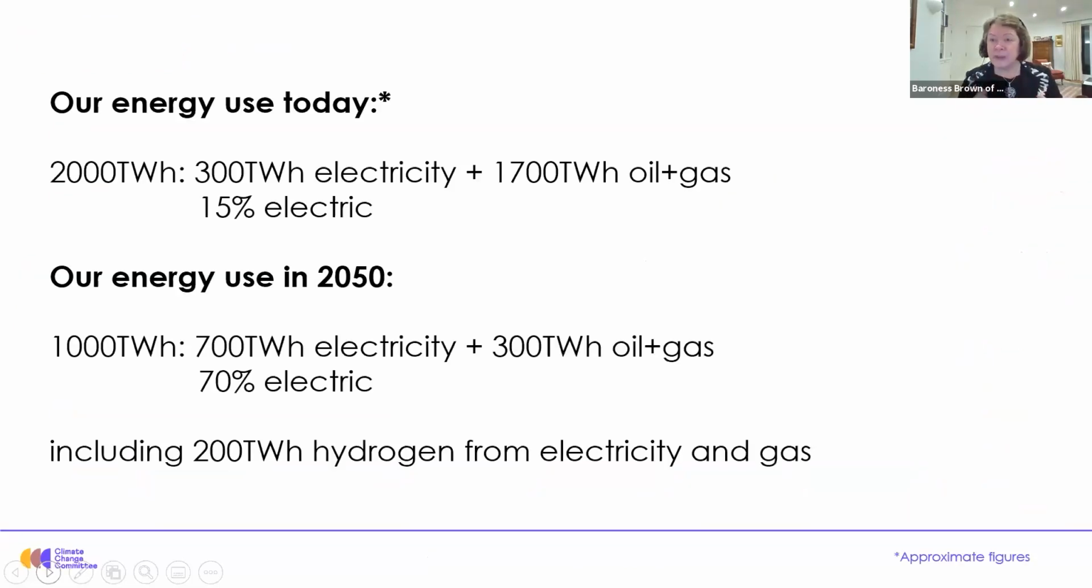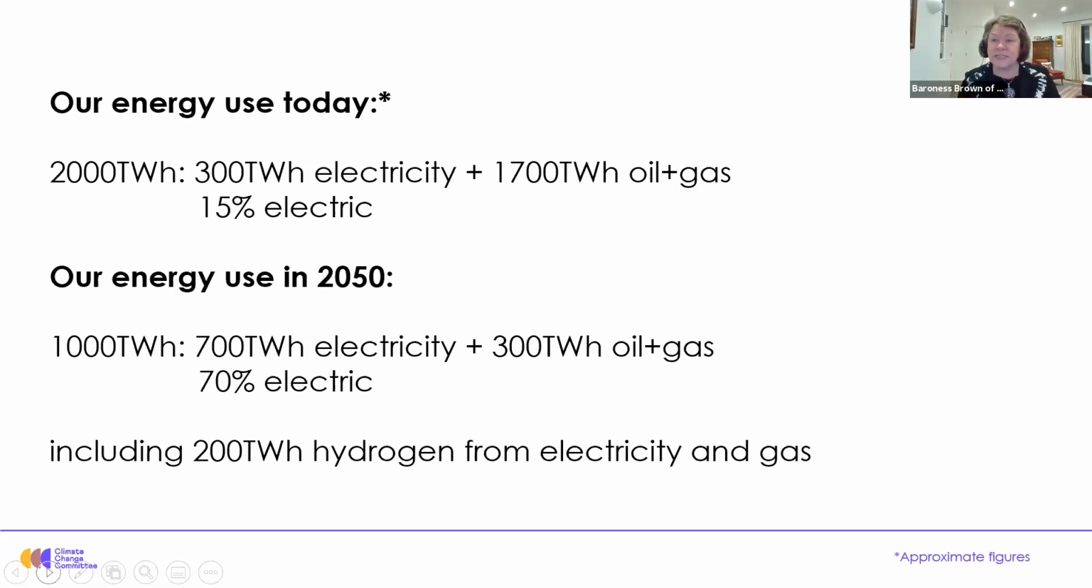But I think the most dramatic thing perhaps about the energy system is how much more efficient we become in our use of energy. Today, we use in total about 2,000 terawatt hours of energy. Only 300 terawatt hours of that is in the form of electricity, and the rest of it is in the form of oil and gas. So you might say we were 15% electric today.